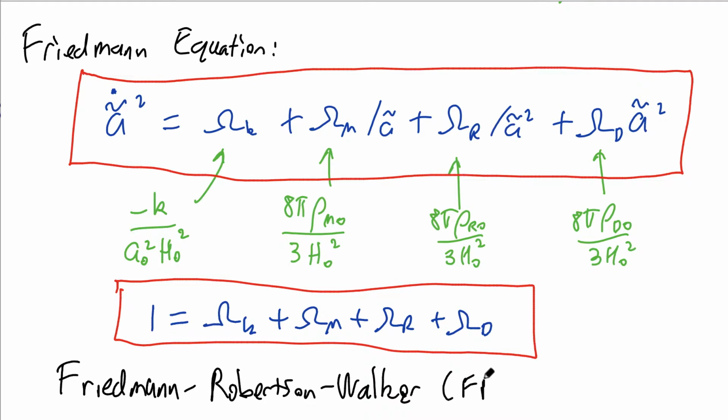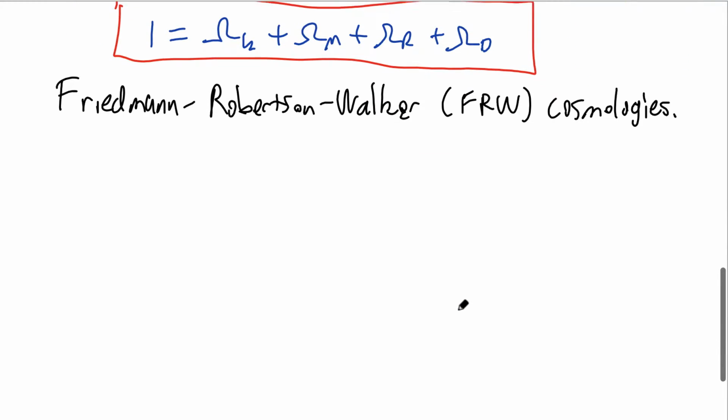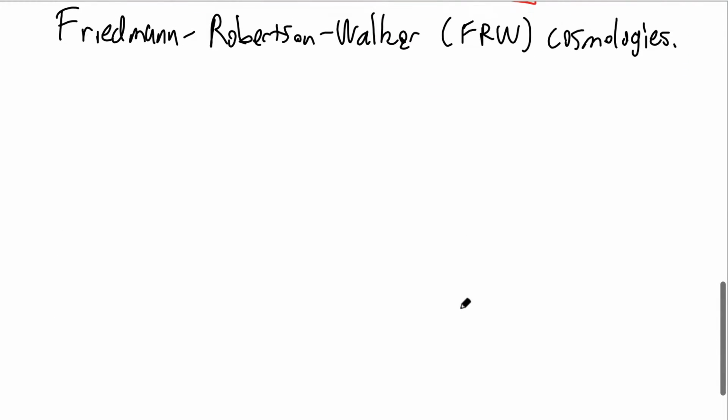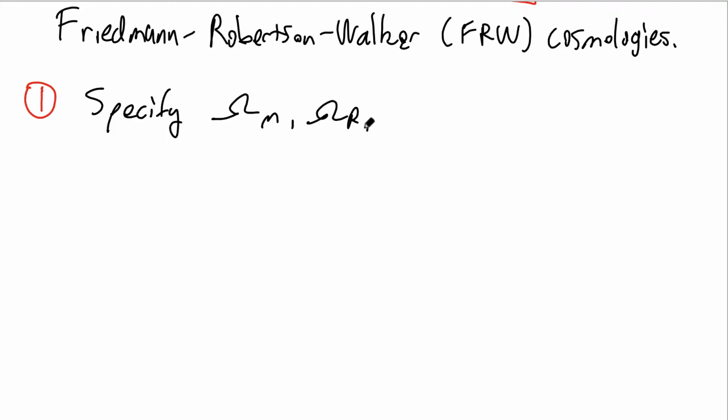Or FRW cosmologies. Let me describe in a little more detail how we can build one of these FRW cosmologies. The first step, we need to specify numerical values for omega m, omega r, omega d, and the present value of the Hubble parameter H sub 0. And of course, from these values, we can determine omega k.